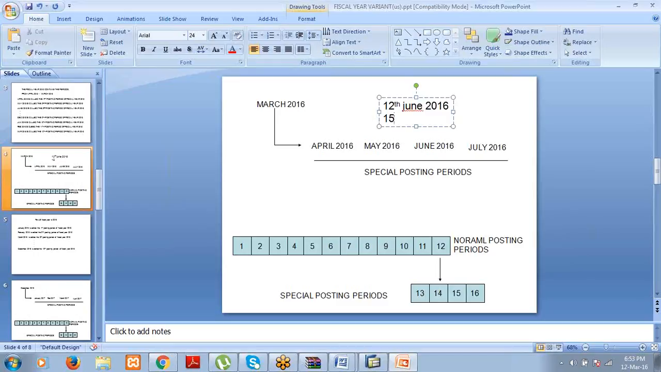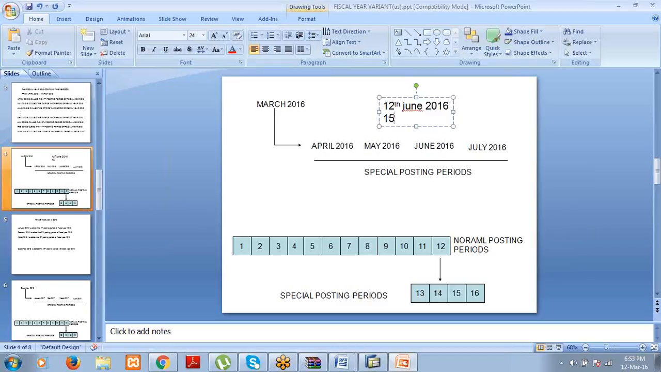So with the help of the period number, the system will be able to differentiate between business transactions related to the current year and business transactions relating to the previous year as an adjustment. And one more thing is, all the adjustments posted.